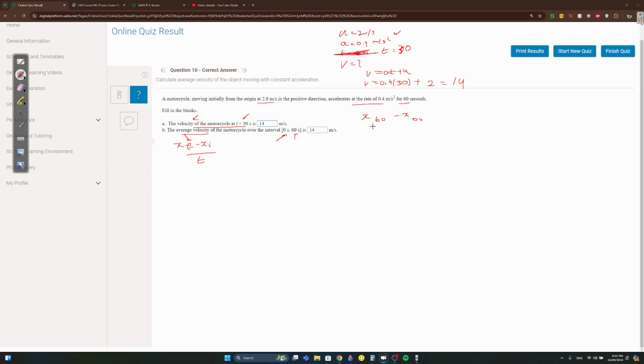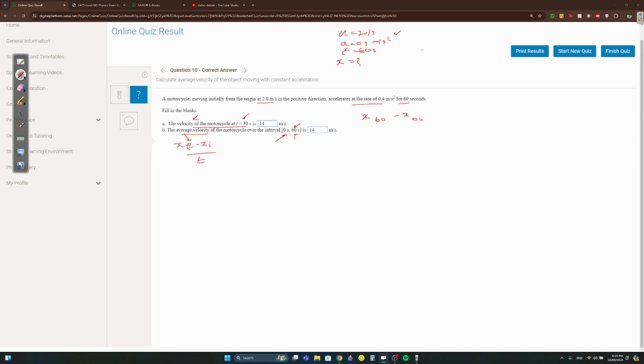I think the x, wait, let me see. Yeah, let's see here. I'm going to erase this because I don't need it anymore. I'm going to fix this t. Okay, this is 60 seconds, so t now is 60 seconds. I want to find now the x at 60. Can I find it? Yes.